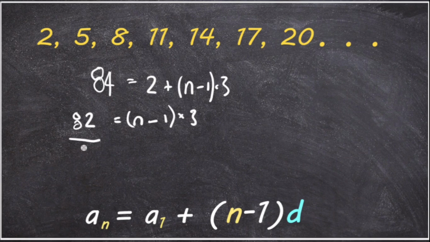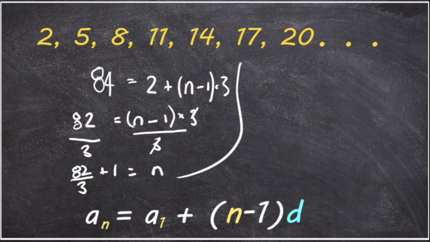Divide both sides by 3. The 3's on the right hand side will cancel, and so at the moment we have n minus 1 equals 82 over 3. If we add 1 to both sides, we get 82 divided by 3 plus 1 equals n. I'm going to make things a little bit easier on us by calling 1 as 3 over 3, and that will give us two similar fractions. So 82 over 3 plus 3 over 3 equals n. Now we can add these two together, which gives us 85 over 3.